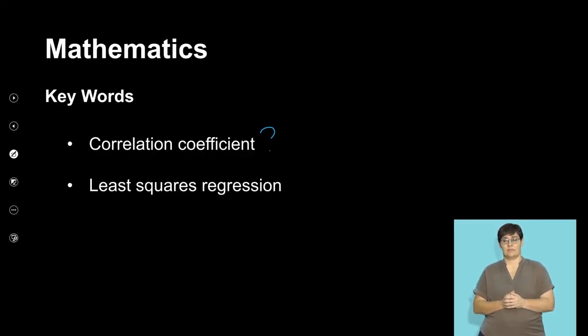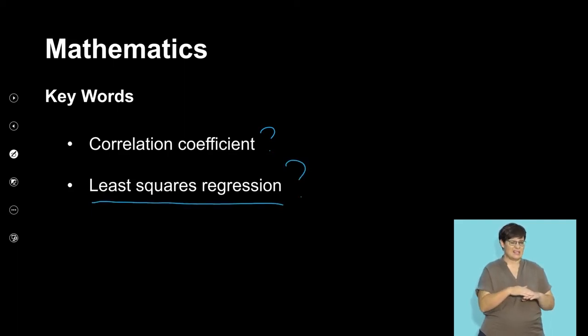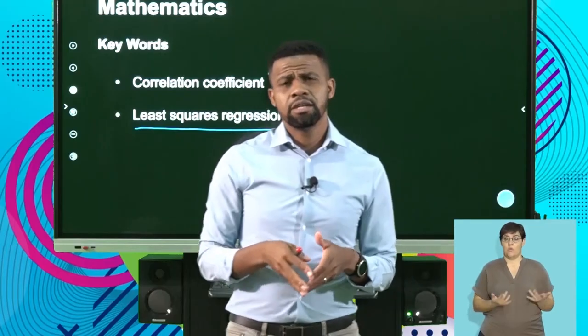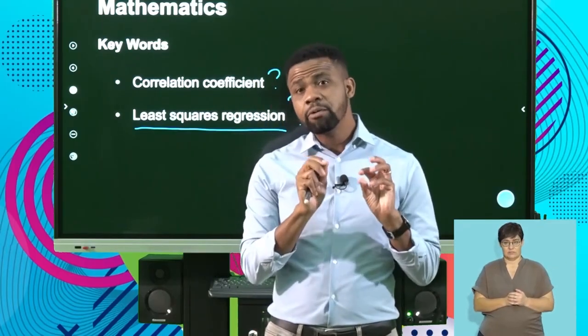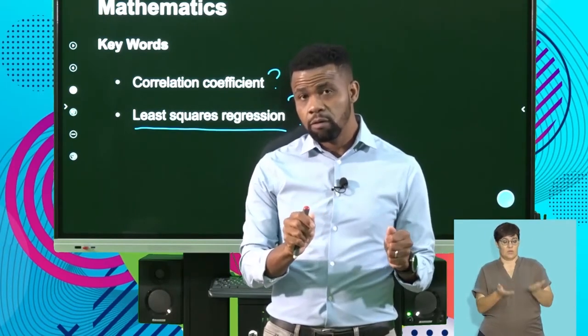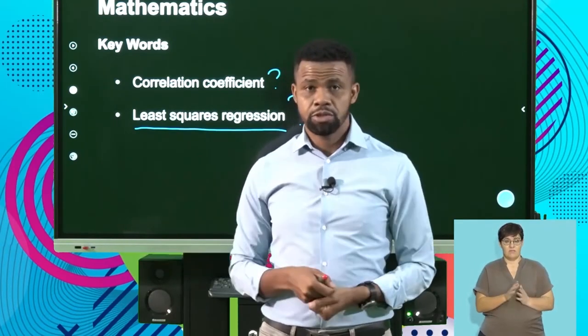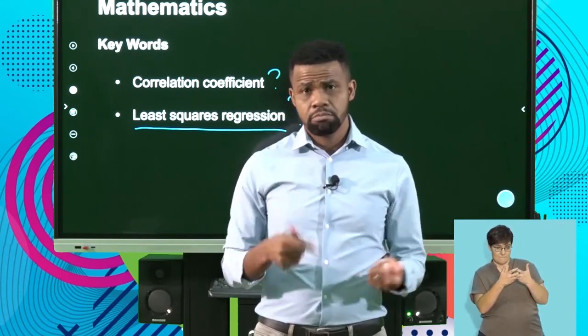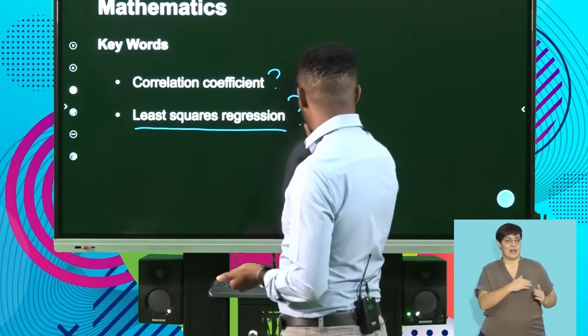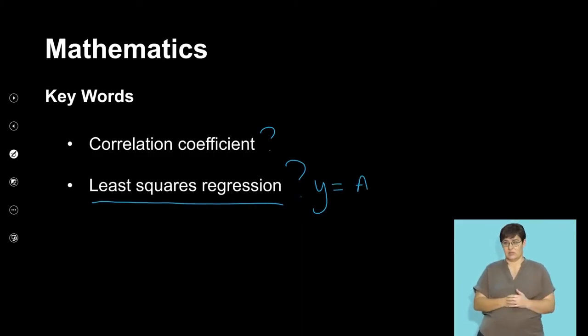And what about the least square regression? We can do the least square regression using our calculator. It's actually the equation of the line of best fit, which is the least square regression, which is a straight line of this form, y = a + bx, which you can do using our calculator. Are we together? That's the least square regression.